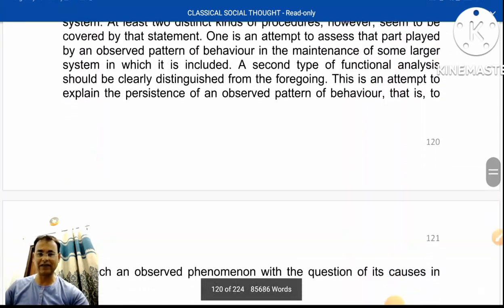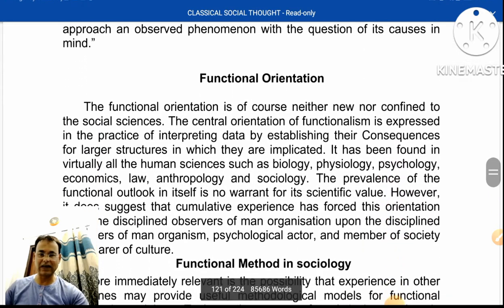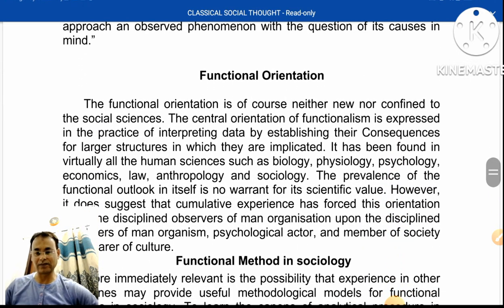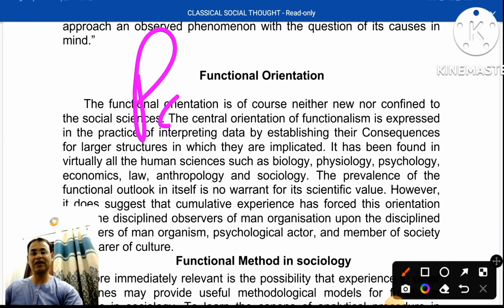So here I will explain and throw light on how function evolved from many scientists to R.K. Merton. First of all, the term function was used by Herbert Spencer. Then it was carried forward by Emile Durkheim. Emile Durkheim explained it in two ways: he said function is of two types, positive and negative.